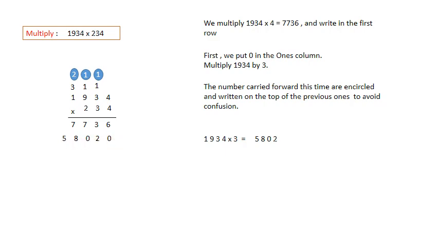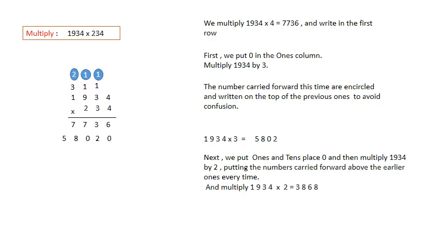Now same thing, we are going to multiply by 2. First we put 0 in the ones place and the tens place, and then we multiply by 2, and the carry forward will come on top of this. When we multiply 1934 by 2, we get 3868. So that we write down here. See, in the ones place and tens place we have put 0, and then we multiplied and got the answer 3868.